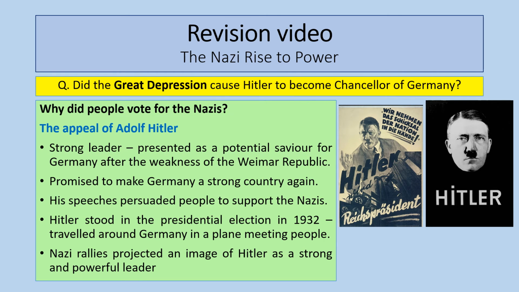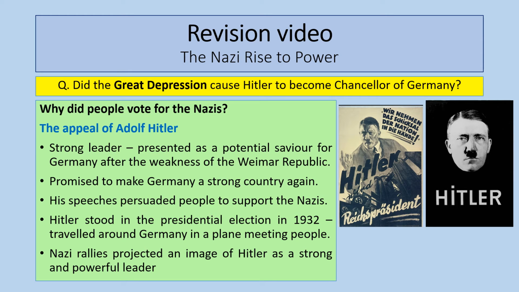So why did people vote for the Nazis? Well, firstly, you've got the appeal of Adolf Hitler. You've got his speeches that could transform people and persuade people to support and vote for him. There's a poster there on the left-hand side for when he stood to be president in 1932. The Nazi rallies, the fact he travelled around by plane, the fact that he projected himself as the strong leader that many people in Germany felt was lacking in Germany.